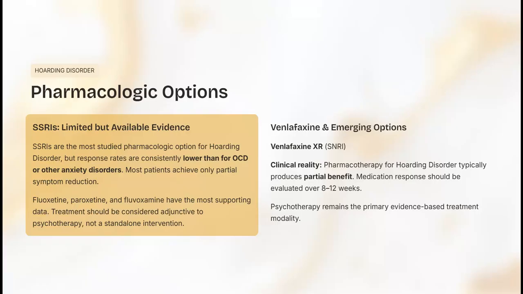SSRIs are the most studied pharmacologic option for hoarding disorder. The response rates are consistently lower than for OCD or some other anxiety disorders, and most patients only achieve a partial symptom reduction. Fluoxetine, paroxetine, and fluvoxamine have the most supporting data. Fluvoxamine tends to be prescribed more, but fluoxetine and paroxetine are also good choices.